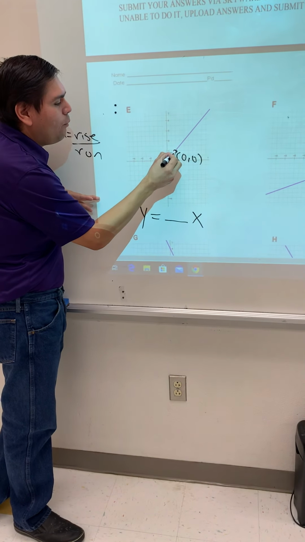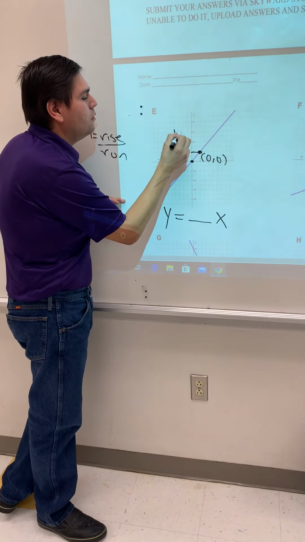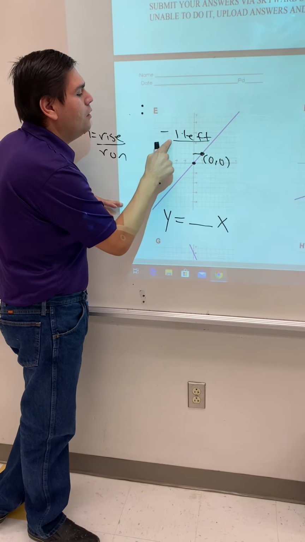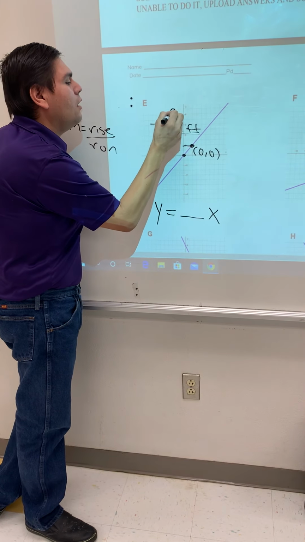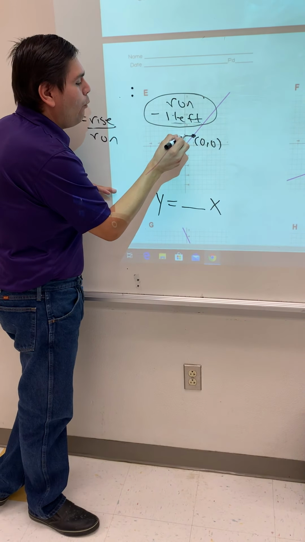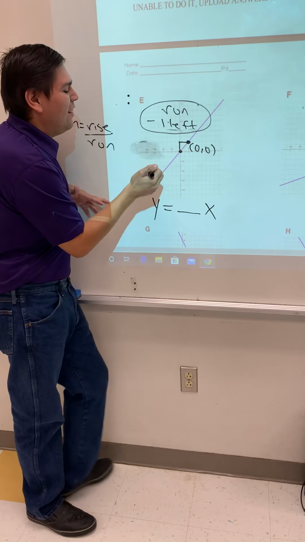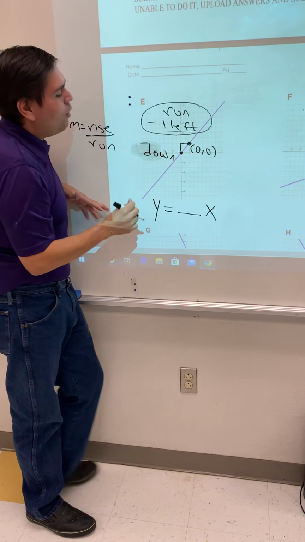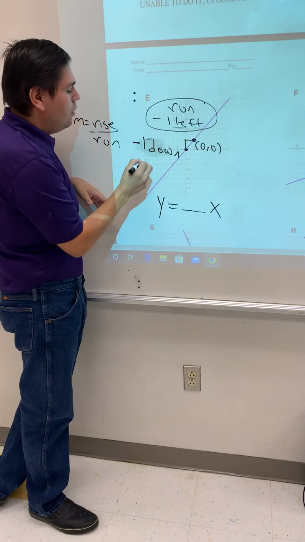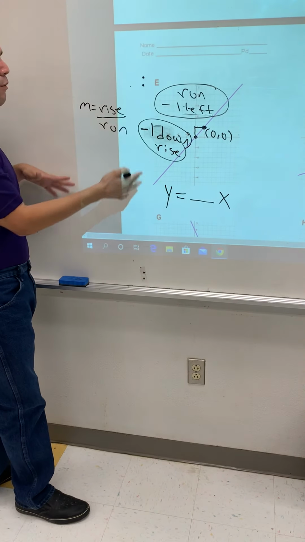So if I start from this point right here, I moved 1 unit to the left, which means that that direction is negative, and that's for my run. For my rise, I moved down, which means that my change is going to be negative, and I move 1 unit down, and that's my rise. And there you go. I've accomplished my destination, so I have my rise over run.